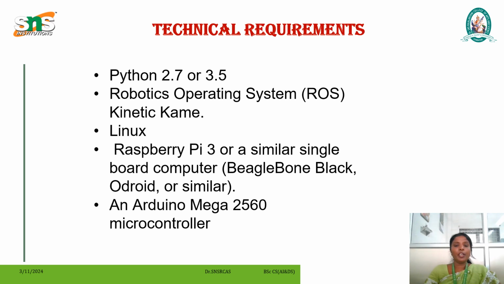Next is the Robot Operating System, that is ROS, on a computer running Linux for development, or a virtual machine running Linux under Windows. Next is a Raspberry Pi 3 or a similar single board computer like BeagleBone Black, Android and similar. Ubuntu 16.04 is used for the example and illustration. We are not using the GPIO or special interface on the Pi 3. An Arduino Mega 2560 microcontroller is also used to develop the robot.